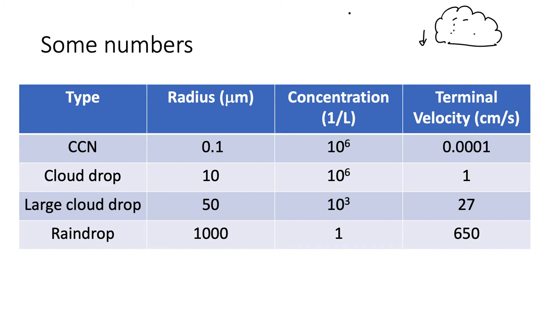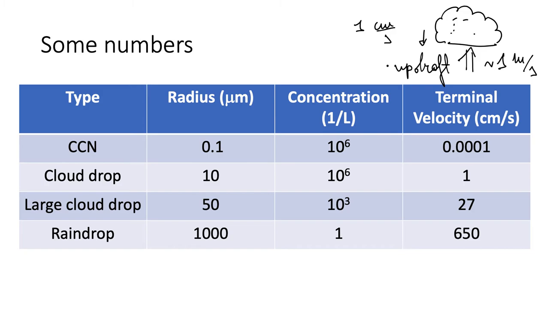At 1 centimeter per second, right? Let me write 1 centimeter per second. But the current of air that we call updraft, that sustains the cloud and forms the cloud, has velocities of about 1 meter per second, okay? And therefore this wins, and this is why clouds are not falling.